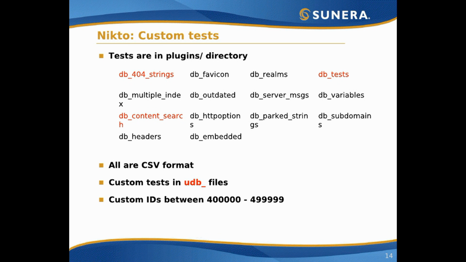If you want to write custom tests, there's a bunch of DB files in the plugins directory, and they're all CSV. They're just text, so it's nothing to be seriously intimidated about looking at. If you want to write custom tests, put them in a file that's named UDB instead of just DB. The reason for that is if you ever do an update, they will not be overwritten, and they just get included at runtime, just like anything else.